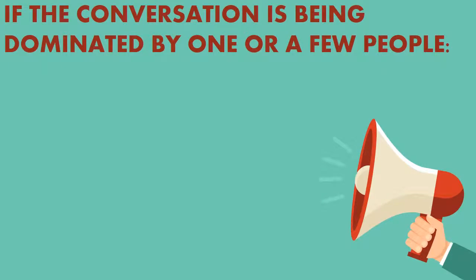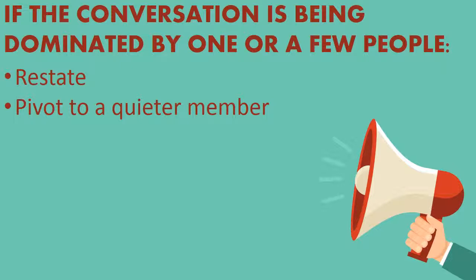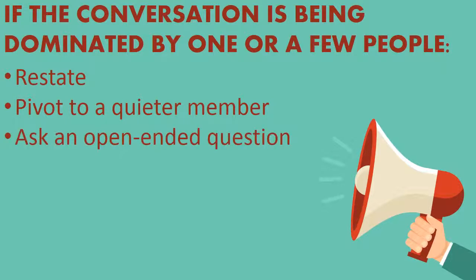If the conversation is being dominated by one or a few people, we want to make sure that everyone has an opportunity to contribute. So especially if there's one person who's talking a lot, we can restate what they're saying. We briefly summarize their overall point to get them to quit talking. And then we can pivot to a quieter member and ask an open-ended question. So it'd be like, "Oh, hey, Dave, this is your perspective. Thanks for sharing. Susan, what do you think about this? I'm curious to hear what you think about this." And of course, we're using nonverbals to decide which quieter member to pivot to.